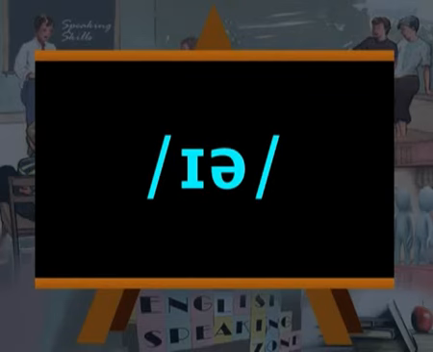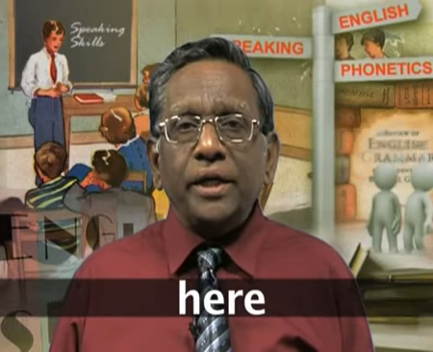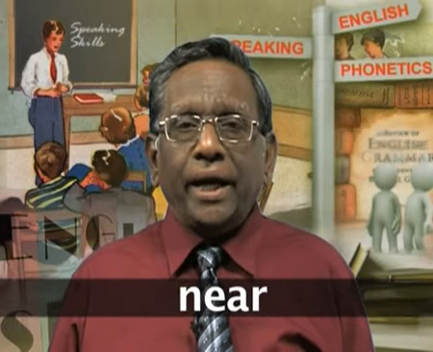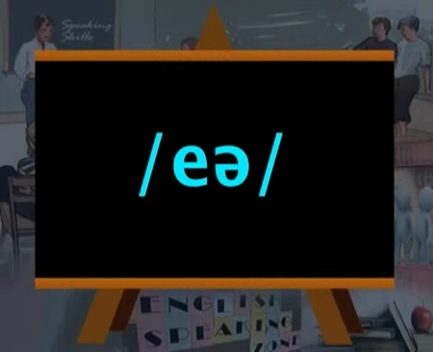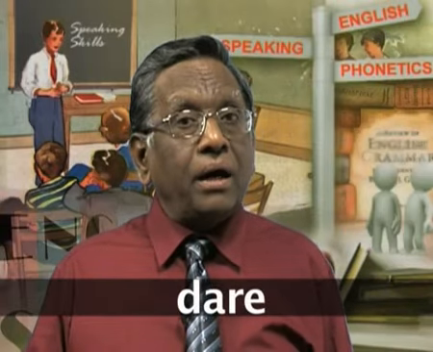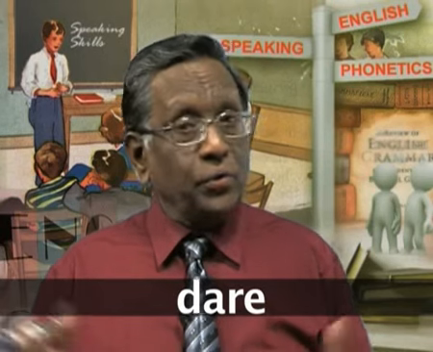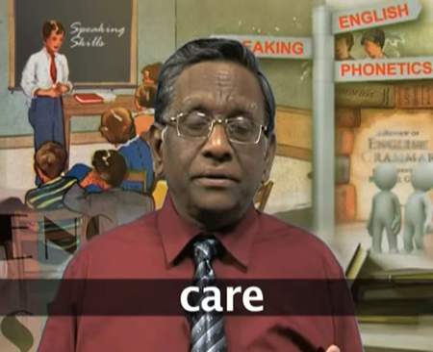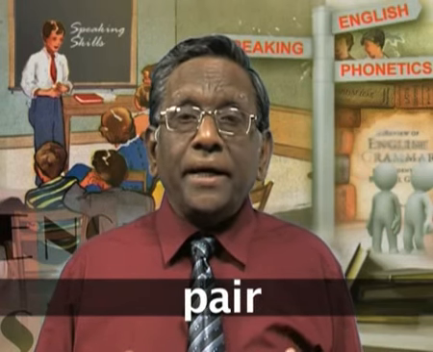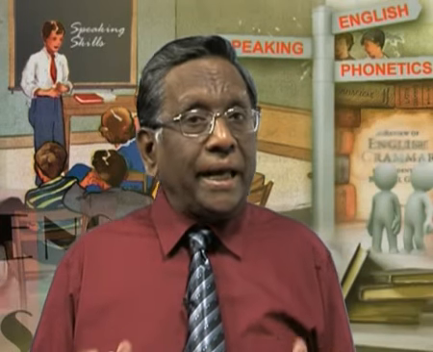And then we have a diphthong which is ear, which you have in a word like H-E-R-E, here, N-E-A-R, near, F-E-A-R, fear. That's the diphthong. And then we have air, as in D-A-R-E, dare. How dare you do that? C-A-R-E, care, P-A-I-R, pair. That's the diphthong.